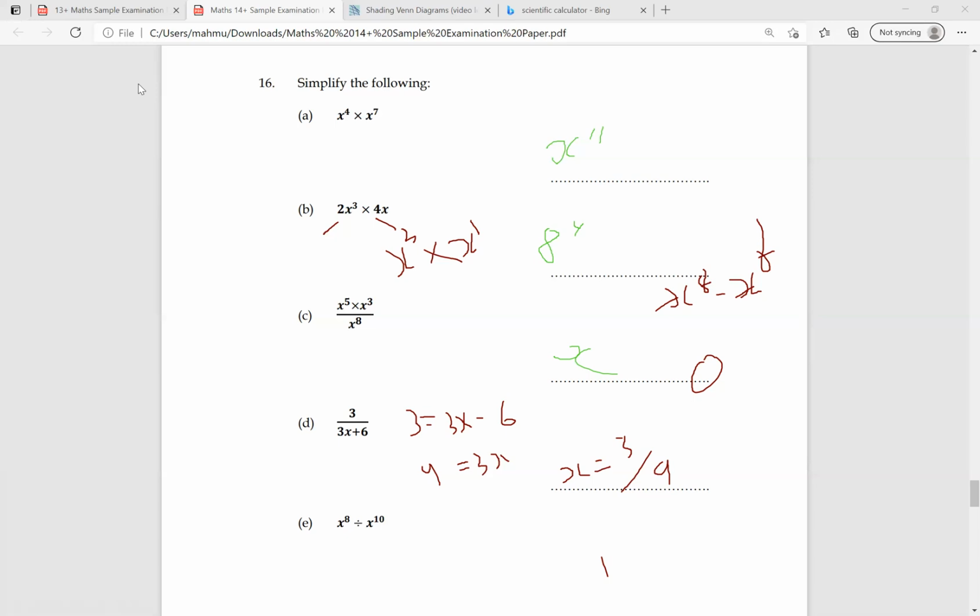I can't find anything on the internet for this one. That's fine. They all have multiplication, but not division. Yeah. Okay, so let's go back to this. Okay, let's do the last one.